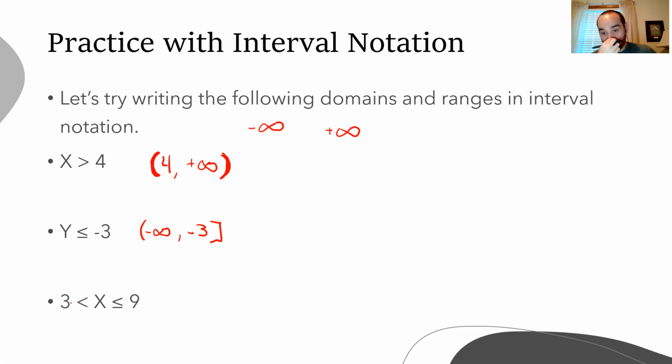For the last one, we've got x is greater than 3, but less than or equal to 9. So the smallest possible value of x is 3, and the greatest possible value of x is 9. 3 is a greater than symbol, or less than symbol, depending on which way you're looking at it. So that means 3 is not included. 3 cannot actually be a value of x. So we're going to use the normal parentheses, a normal rounded one. And then 9 is included. So x can equal 9, so we need to use a square bracket for that one. And that's how you'd write that.